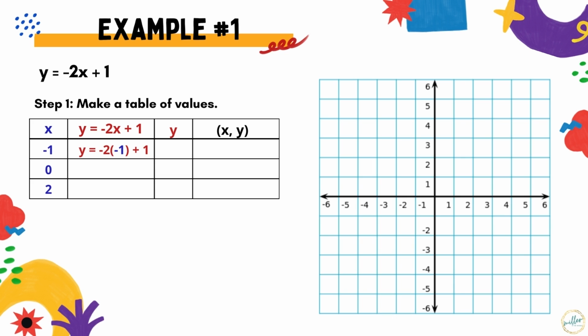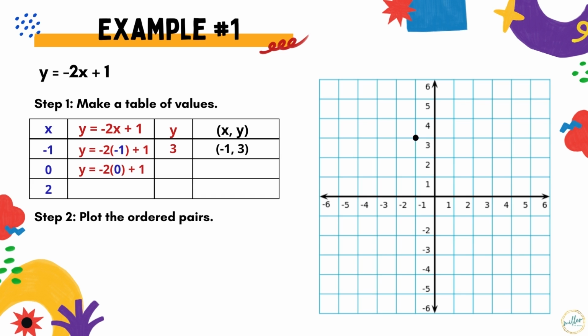When we substitute in negative 1, now we can use the order of operations to figure out what y would be. Negative 2 times negative 1 is positive 2. Then add 1, and we get 3. y equals 3. That gives us a point or a solution, (-1, 3). The second step is to go ahead and plot the ordered pairs right on the graph. So I'll go ahead and do that as we go. The first solution we just got was (-1, 3).